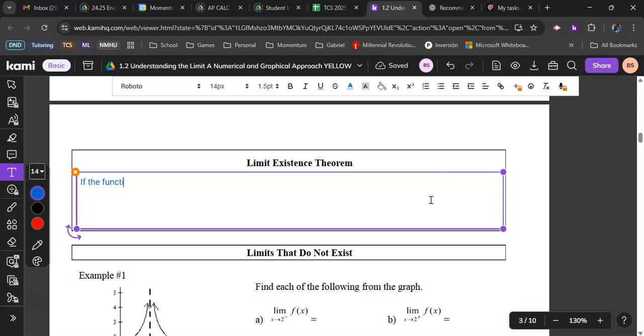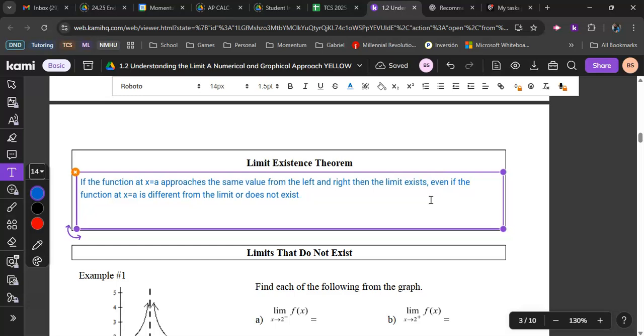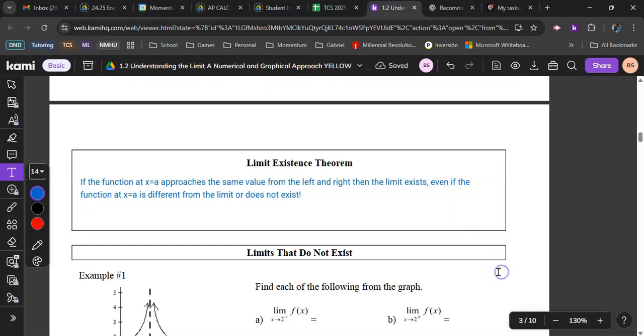All right, limit existence theorem. If the function at x equals a approaches the same value from the left and right, then the limit exists, even if the function at x equals a is different from the limit, or does not exist. So I'll give you a second to write that. I know it's a mouthful.